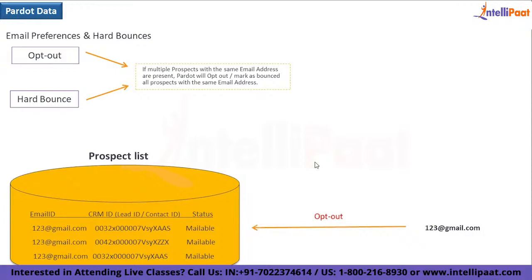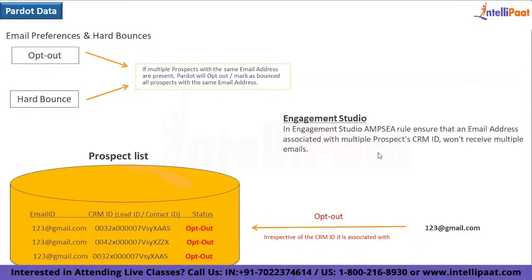Now, the moment it got opted out, all three prospects, irrespective of the CRM ID they are associated with, will be opted out, or all of them will be hard bounced. Next, clear? So this is how the data activity happens within Pardot. Apart from that, the engagement studio, AMPSC, that is, allow multiple prospects.